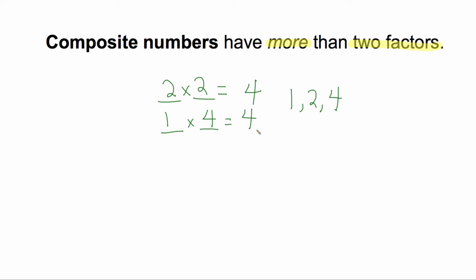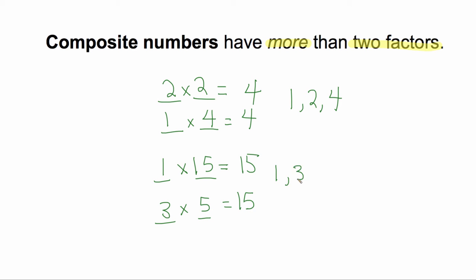4 is composite. Another number would be 15. We have 1 times 15 to get 15. And we also have 3 times 5 to give you 15. So in this case, we have 1, 3, 5, and 15 as factors. That's more than 2, so 15 is a composite number. In order for numbers to be composite, they have to have more than 2 factors. Prime numbers have to have exactly 2 factors.